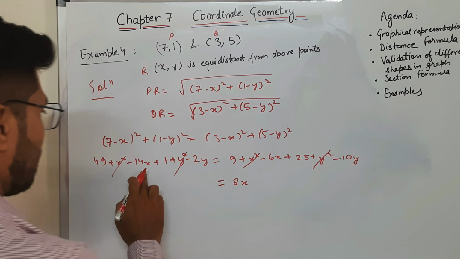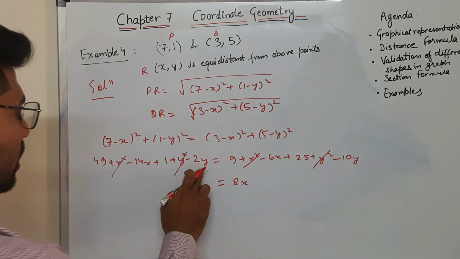And if the 10y comes over here, it will be 10 minus 2, which is 8y, and here it is minus 8y. Now 49 plus 1 is 50, and here 25 plus 9 is 34. So if you solve it further, you get 50 minus 34, which is 16. So 16 is equal to 8x minus 8y. If you divide by 8, you get 2 equals x minus y, so x minus y minus 2 is equal to 0. So this is the relationship between x and y.